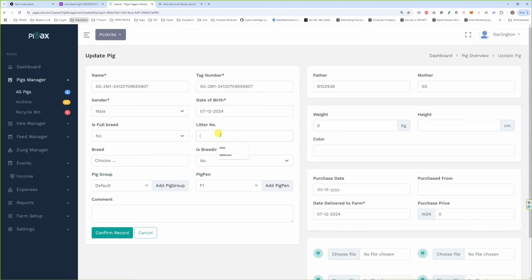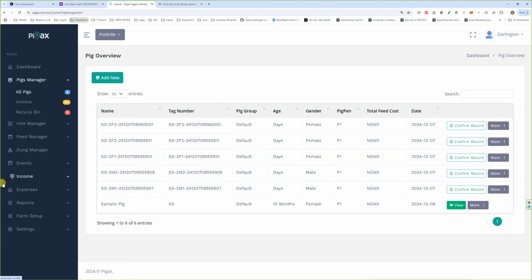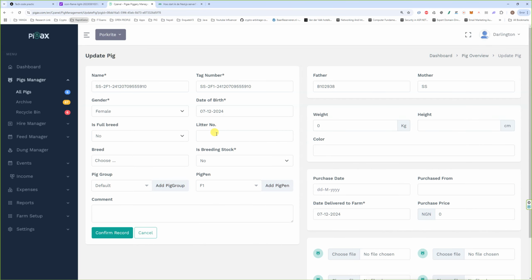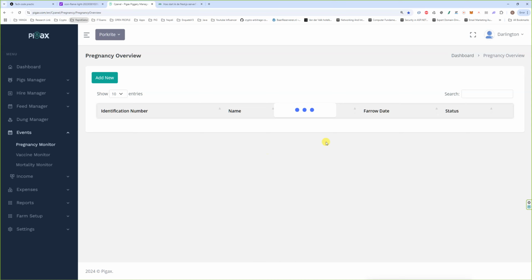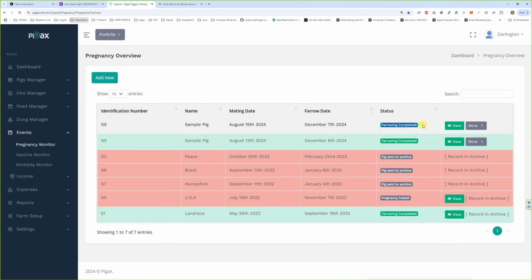So that is an issue because the litter number was registered in the pregnancy during the delivery, but the piglets did not carry that number. So this particular one is a bug. It's not working as it should. That's one. Another problem is that if we go back to the pregnancy registration on the events and we open it, we see here we've had the farrow complete and we try to view it, we also see that the litter number that we registered is gone.